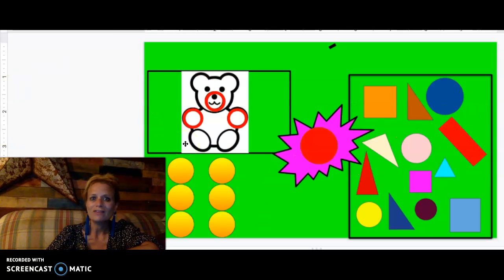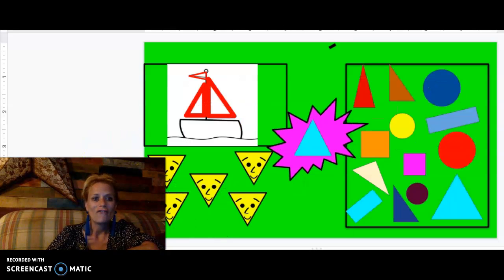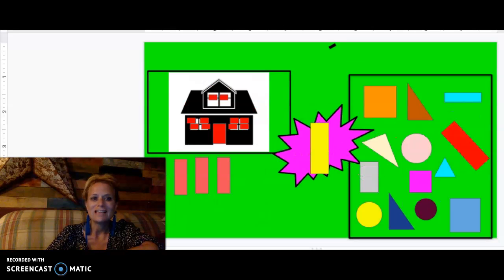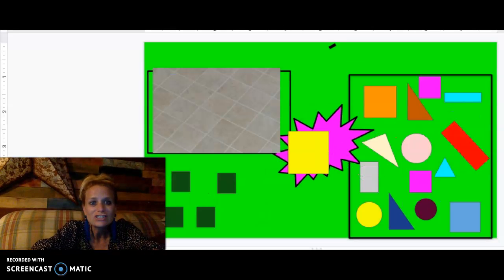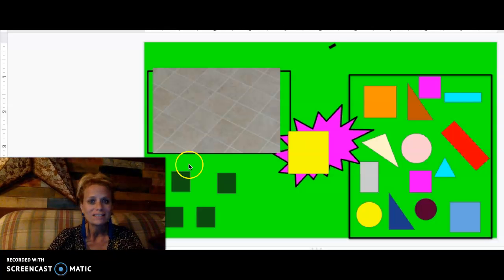There's our triangles. That's our circles. That's our rectangles. Today we're going to talk about a square. A square is a shape. It has 4 sides. 1, 2, 3, 4. And remember, a square, all the sides are the same length. The same length means they measure the same this way, this way, this way, and this way.